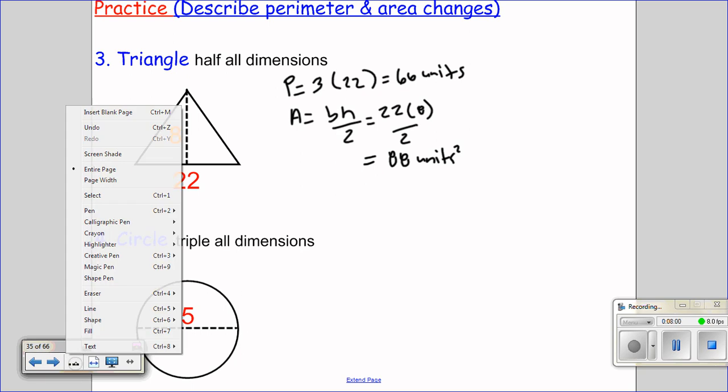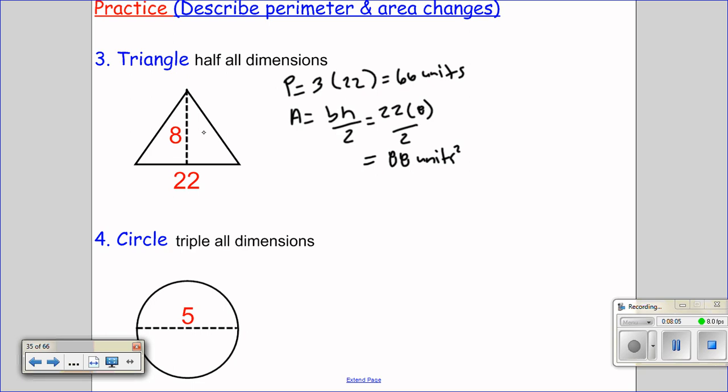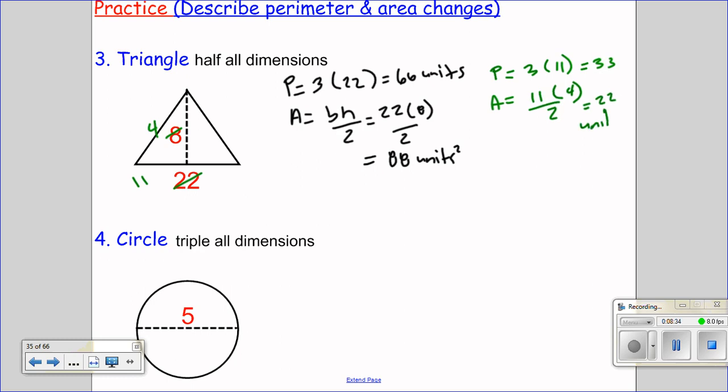Now it wants us to cut all the dimensions in half. So 8 would become 4, 22 would become 11. So the perimeter of the new triangle would be 3 times 11, which is 33. And then the area would be 11 times 4 divided by 2, which is 22 units squared.